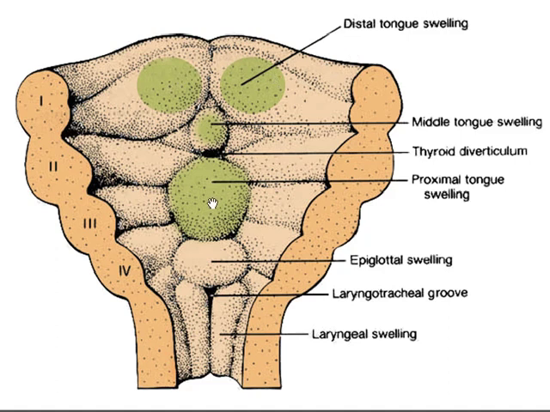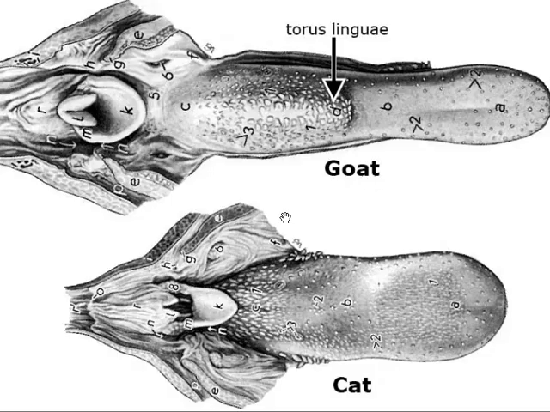There's also a middle tongue swelling, which really contributes to the ungulate tongue. It doesn't contribute much to the carnivore tongue. Here we are contrasting a goat tongue with a cat tongue. And you see in the goat, the ungulate, we have this prominent torus linguae that is produced by that middle tongue swelling, not evident in the cat tongue.